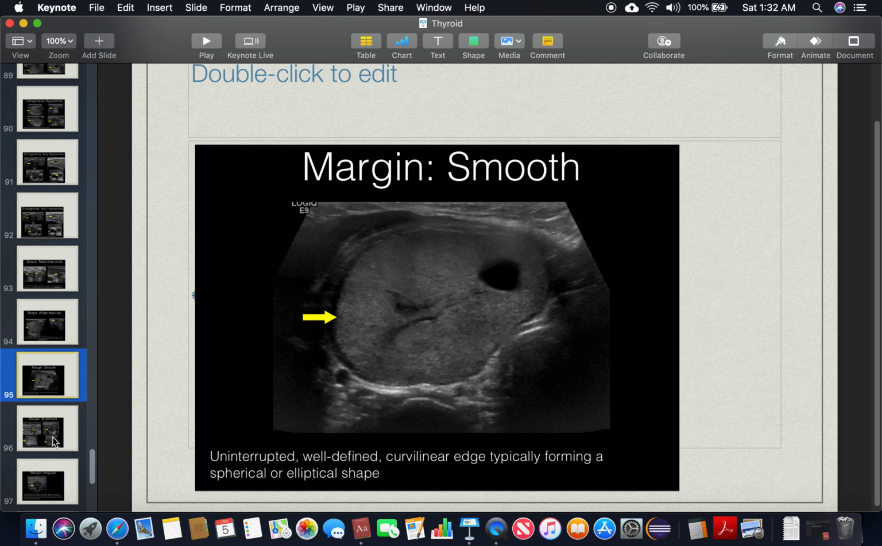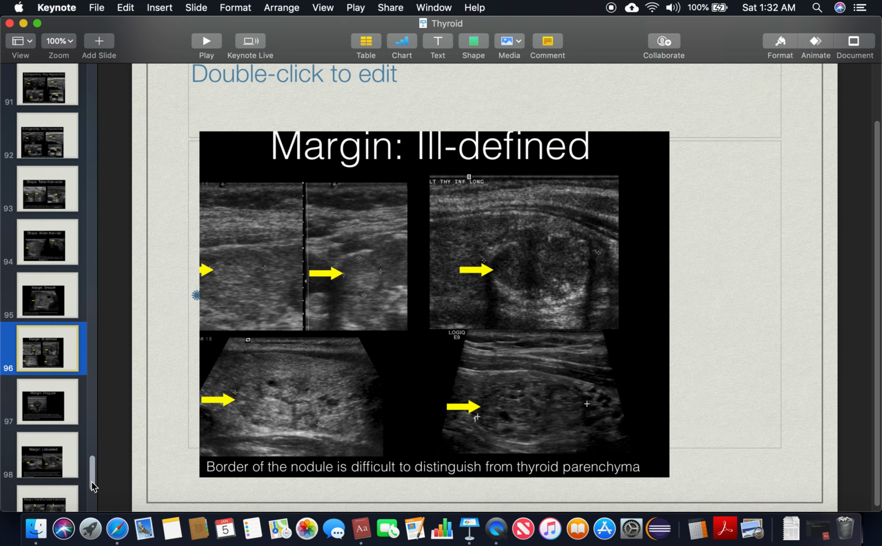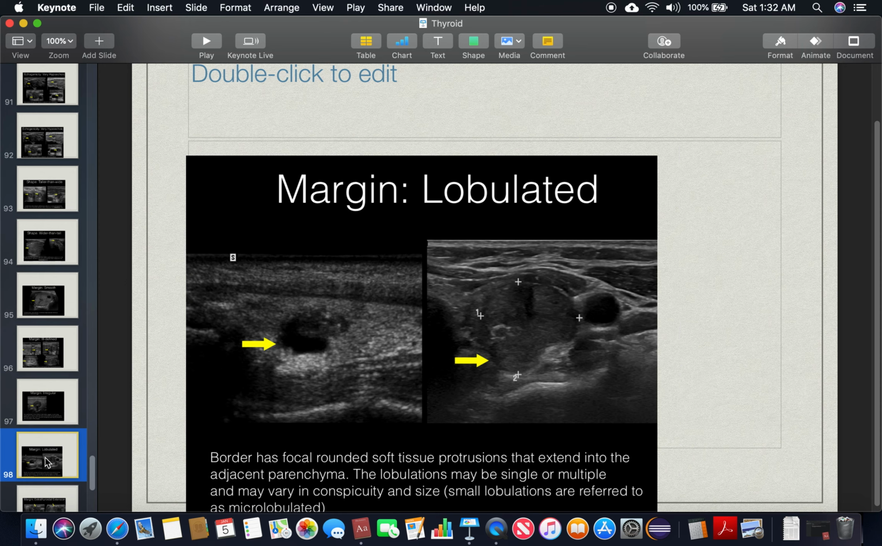Next, ill-defined margins. I mean, it's hard to sort of see. You can see some here, but not so well here. You can kind of see it, but you're not so sure about it. Again, sort of ill-defined. Next, irregular. See, there is some irregularity here. So that's where this is an irregular margin. Lobulated is sort of protrusion. You can think of this as a protrusion or microlobulated.